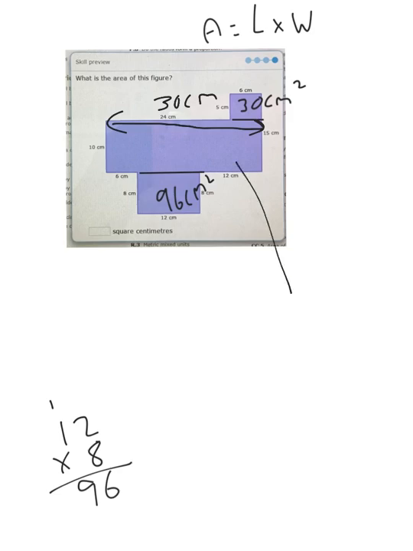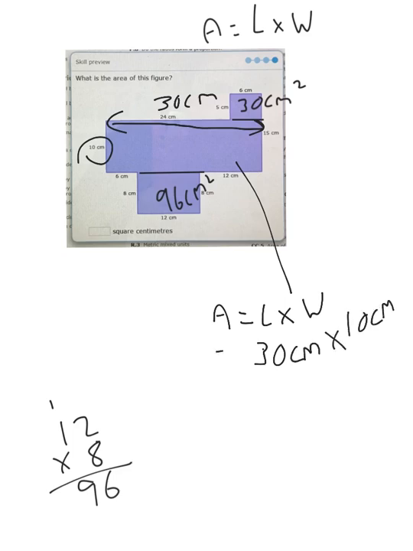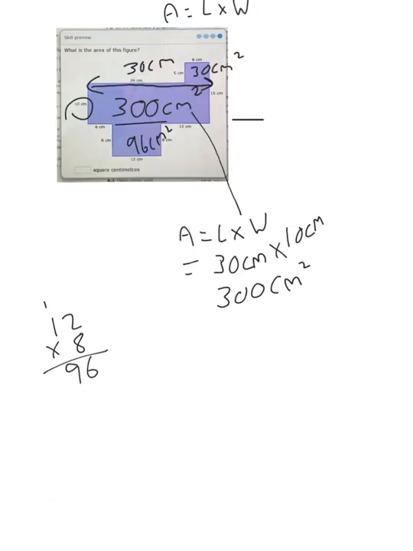So for that equation, area equals length times width. For whatever reason I like to write the length as 30 centimeters, the width is 10, but it doesn't make any difference. 30 times 10 is obviously 300, and centimeters times centimeters makes centimeters squared. So in here, 300 centimeters squared. Now, obviously, we just need to add up 30 plus 300 plus 96. So the last calculation I need to do is that addition. 30 plus 300 plus 96.